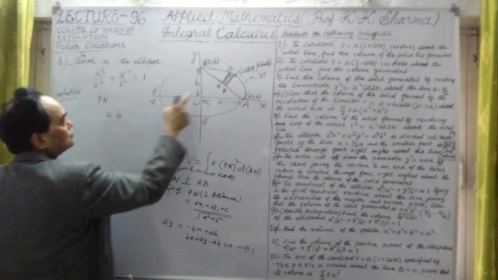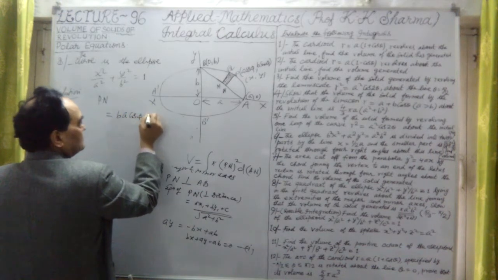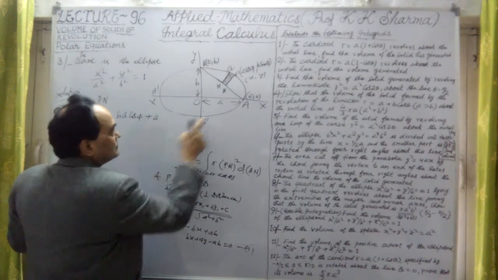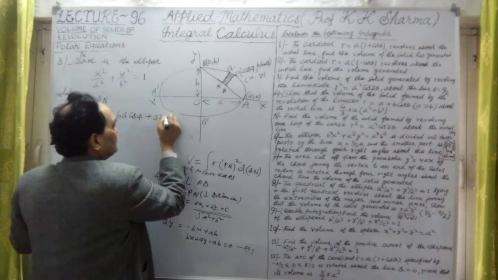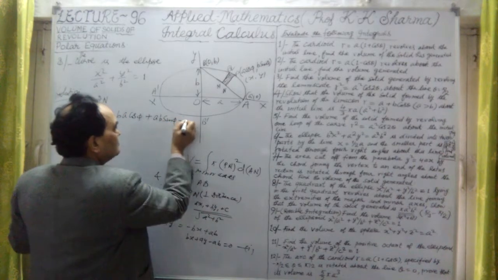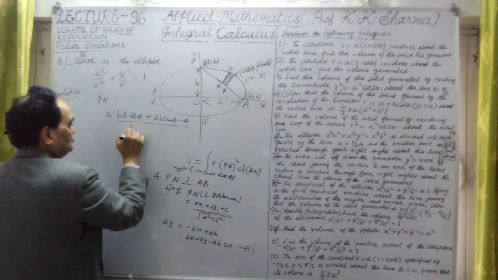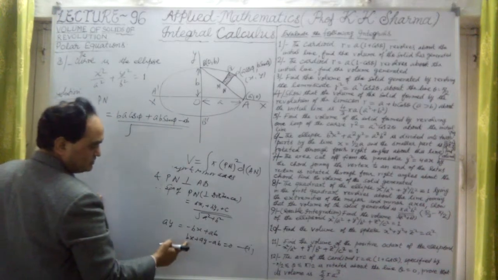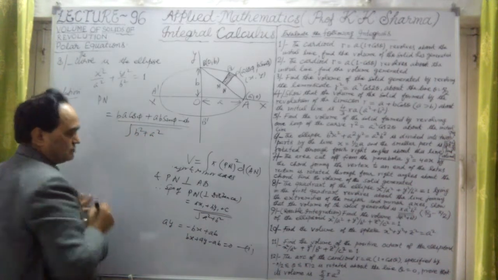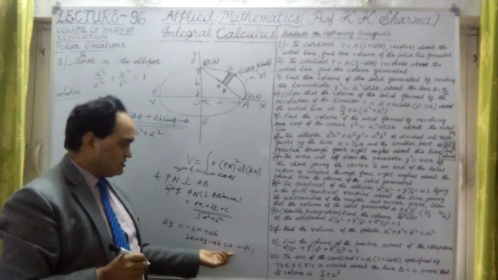This is b into x, that is a cos phi into a cos phi, plus a into, because the y coordinate is b sin phi, into b sin phi, minus ab. This is minus ab, a constant value, divided by the square root of b square plus a square, the coefficients of x and y in this equation of the line.